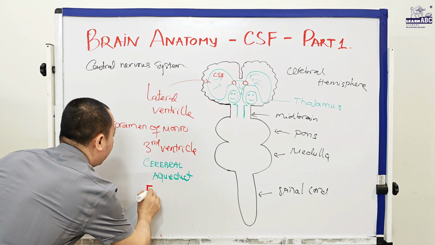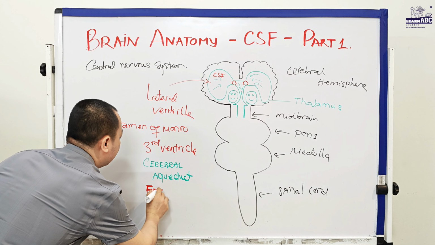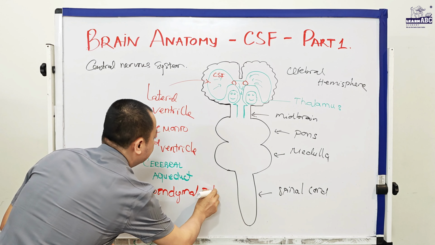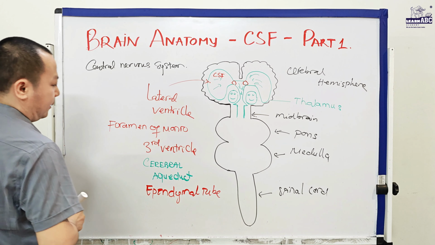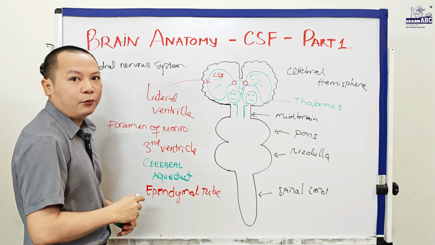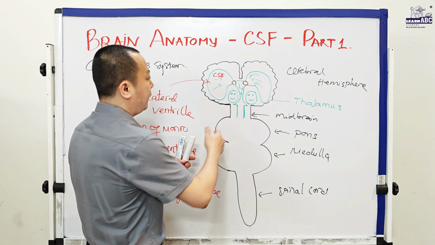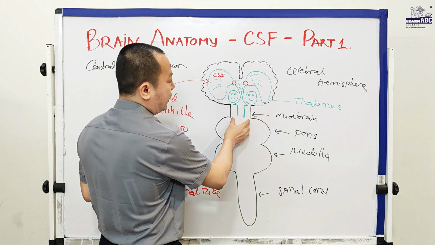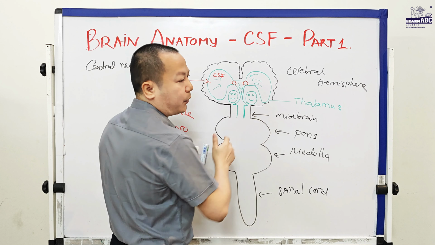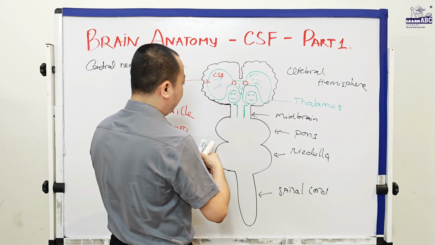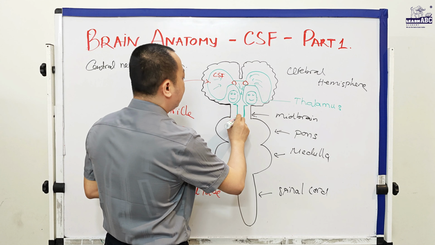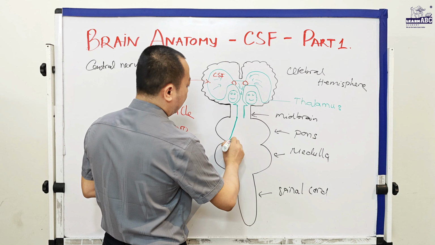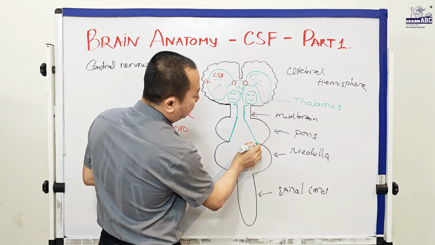What do we call it? The ependymal tip. Right? So the ependymal tip we also call the cerebral aqueduct. So the CSF will flow to here. And then from here, at the end of the midbrain, this cavity starts to expand from here, and expand to here, and expand to here.